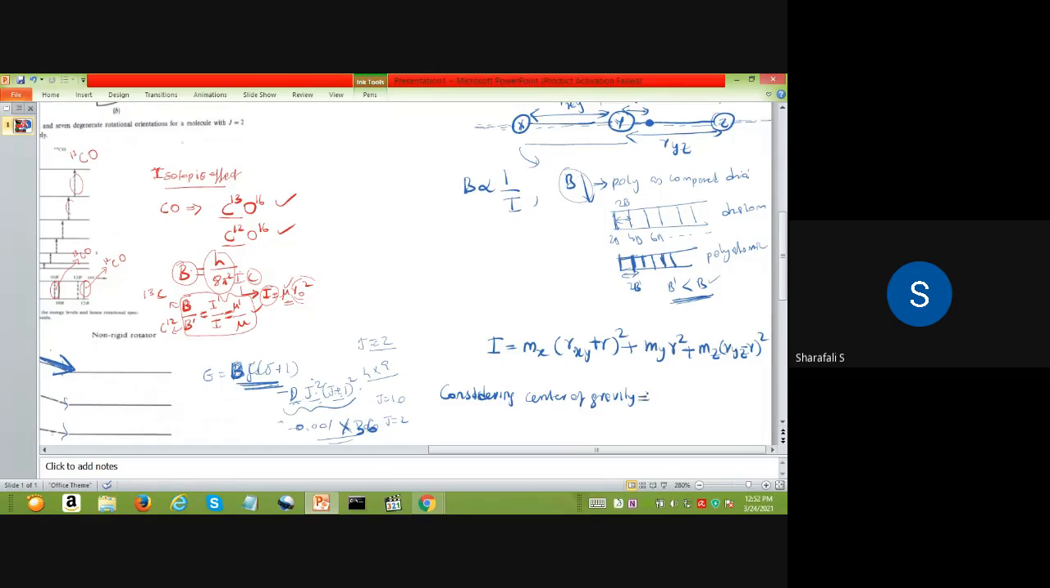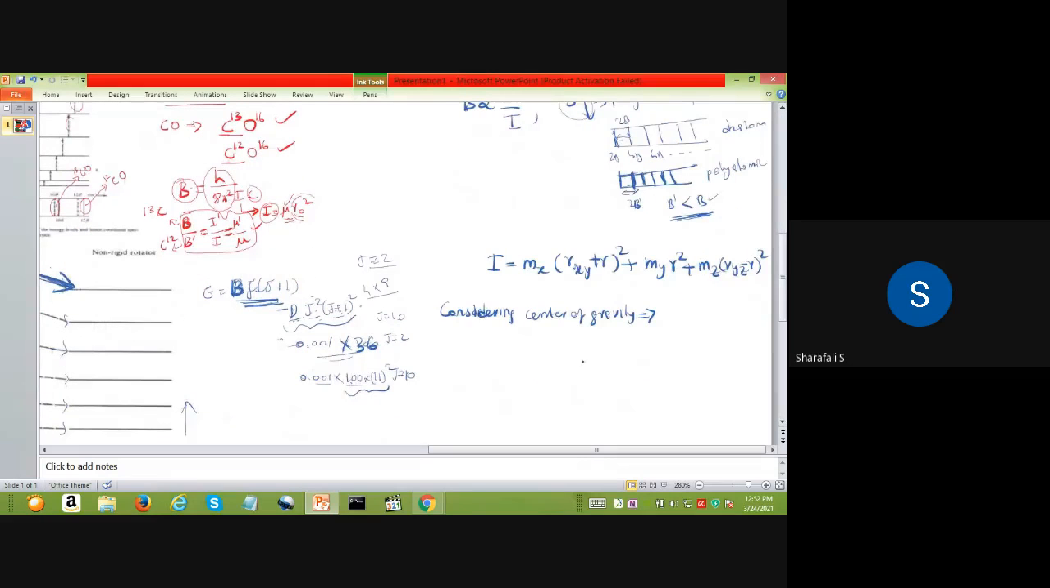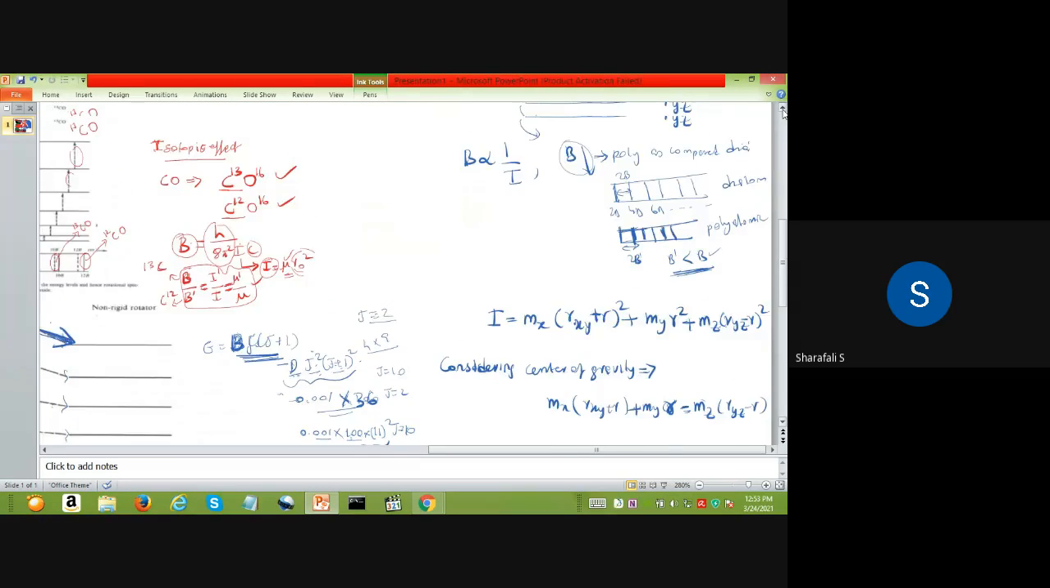Considering that as the center of gravity, we have this particular condition: mx multiplied with (rxy plus r), plus my multiplied with r, should be equal to mz multiplied with (ryz minus r). So this is the condition when we have the center of gravity. At that point, whatever mass into distance is balancing should be equal on both sides. Okay, so on this side we have mass z.